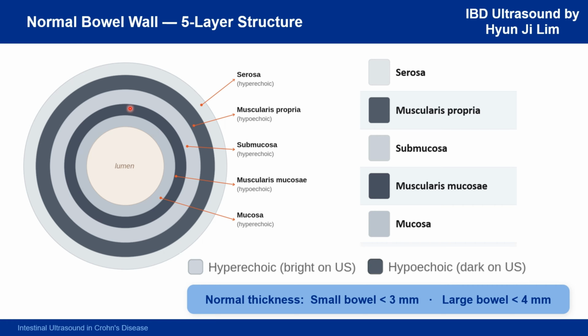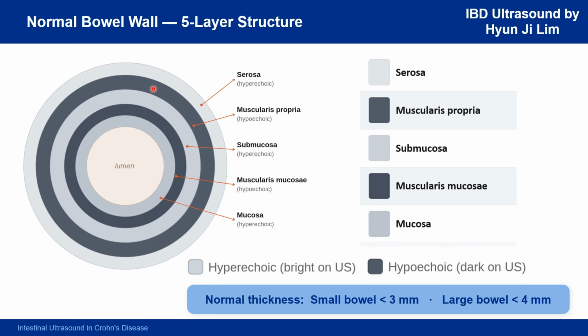Layer 2 is hypoechoic and represents the deep mucosa, including the muscularis mucosa. Layer 3 is hyperechoic and corresponds to submucosa, which contains connective tissue, vessels, nerves, and fat. This is an important landmark because it is often the thickest echogenic layer and can become markedly thickened and more echogenic in active Crohn's disease.